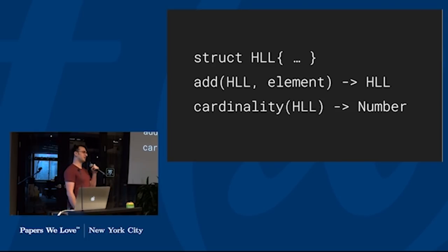So here's where we're going to end up with this paper, right? We're going to have some set-like thing. It's going to have some state. We'll figure out what that is as we go through the paper. We're going to be able to add an element to it, and we're going to be able to query it just to get the cardinality out. We're not going to be able to do anything else. We're not going to be able to test membership. We're not going to be able to do intersections.